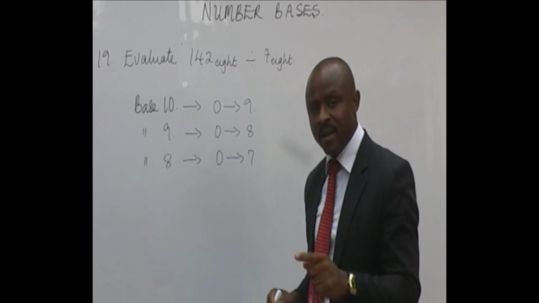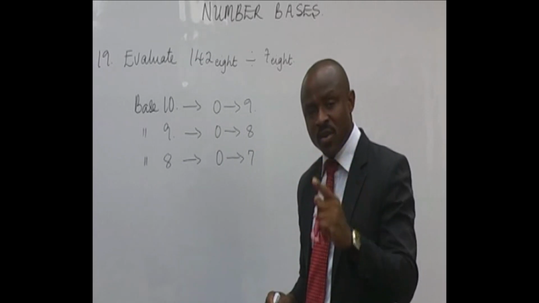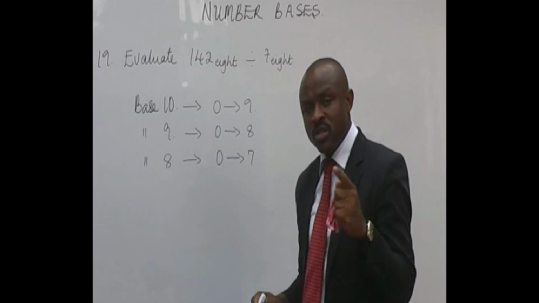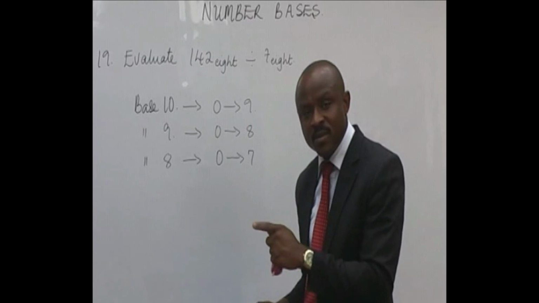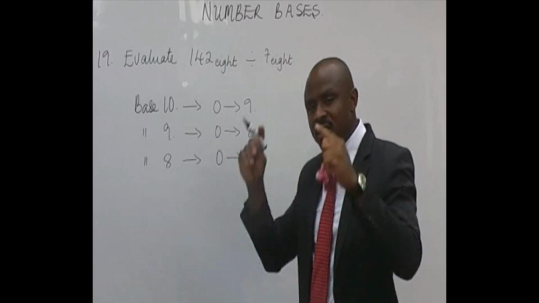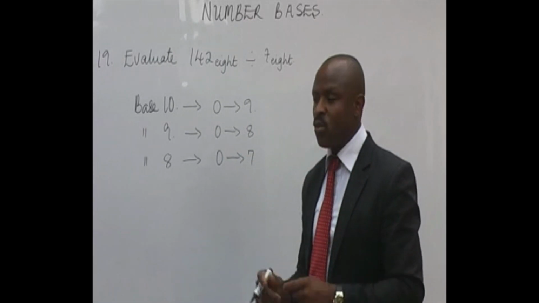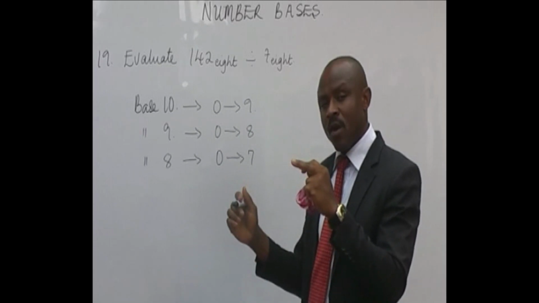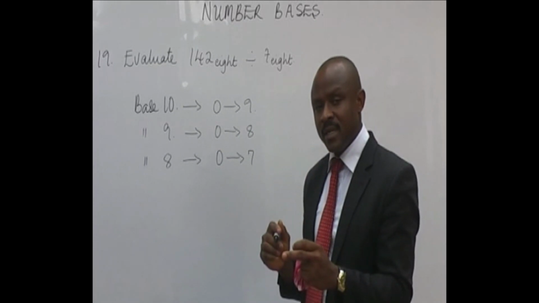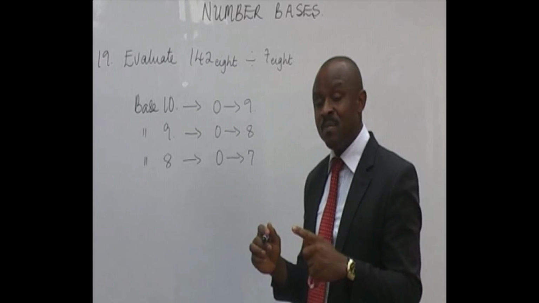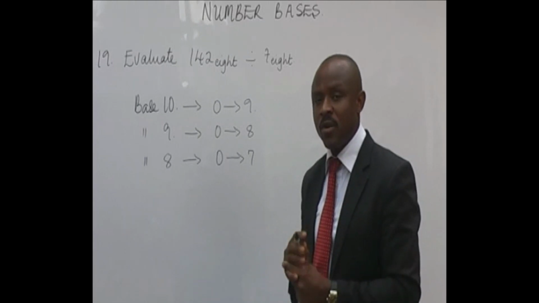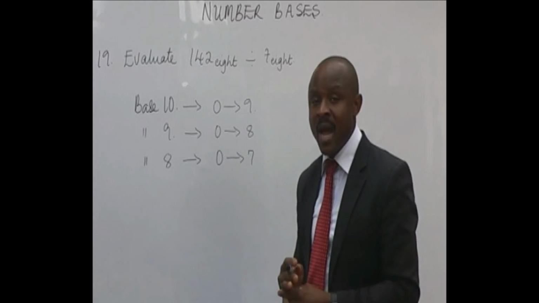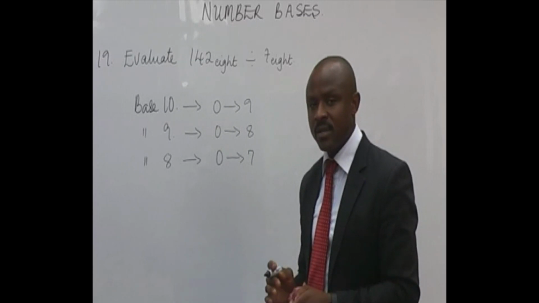If it is base 3, the values you get will be between 0 and 2. Base 4, between 0 and 3. Base 5, between 0 and 4. Base 6, between 0 and 5. Always have it in your mind, so that when you are adding or multiplying and you get a number that is beyond or equal to the base you're working on, you will know that you have made an error. Very, very important. You have to note it.